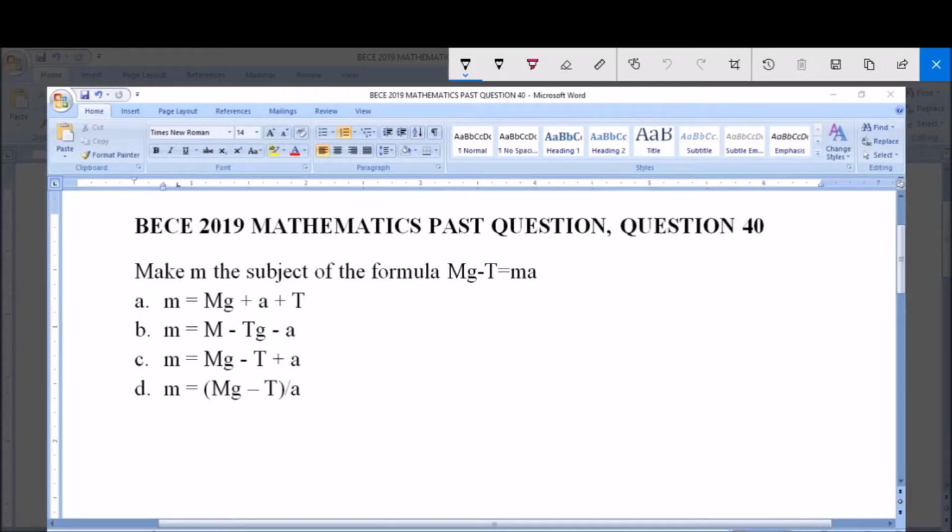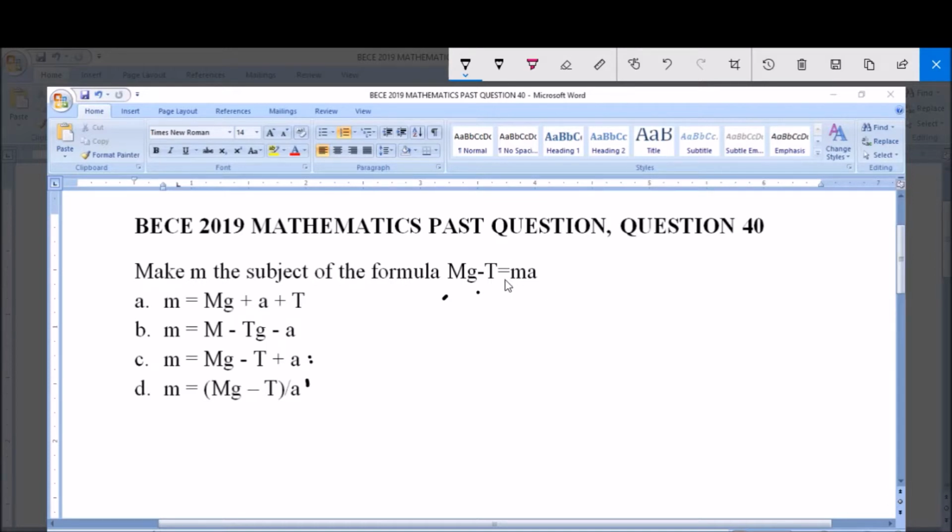Today we're going to be dealing with BECE 2019 Mathematics Past Question, question 40. Make M the subject of the formula. Mg minus T is equal to Ma.